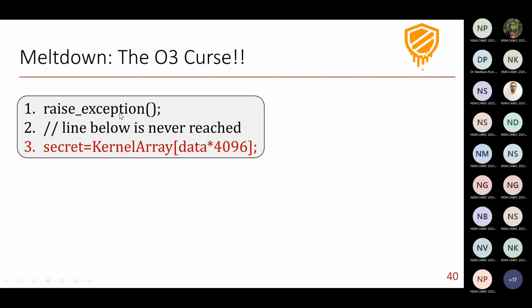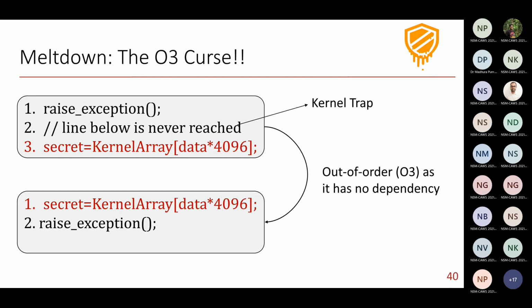The first line is an exception. That means you will actually call an exception handler, and you should not start executing anything after step 1. But if you look at statements 1 and 3, they are independent. So our modern processor will think it's better to reorder them, just to improve instruction level parallelism and to improve IPC, right?